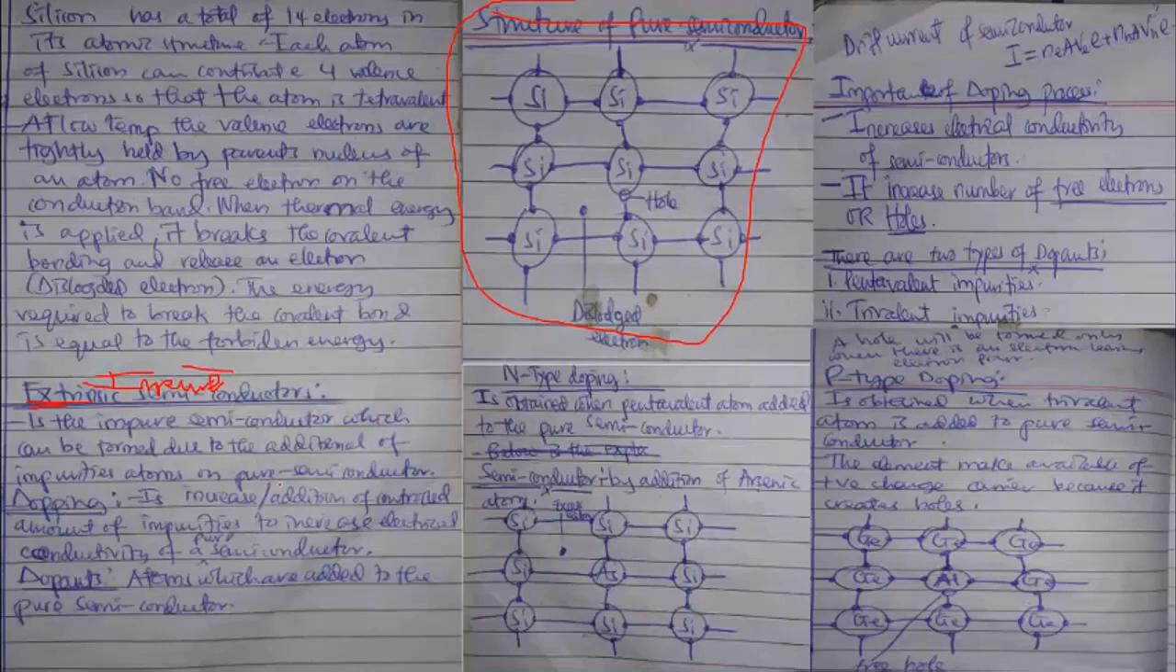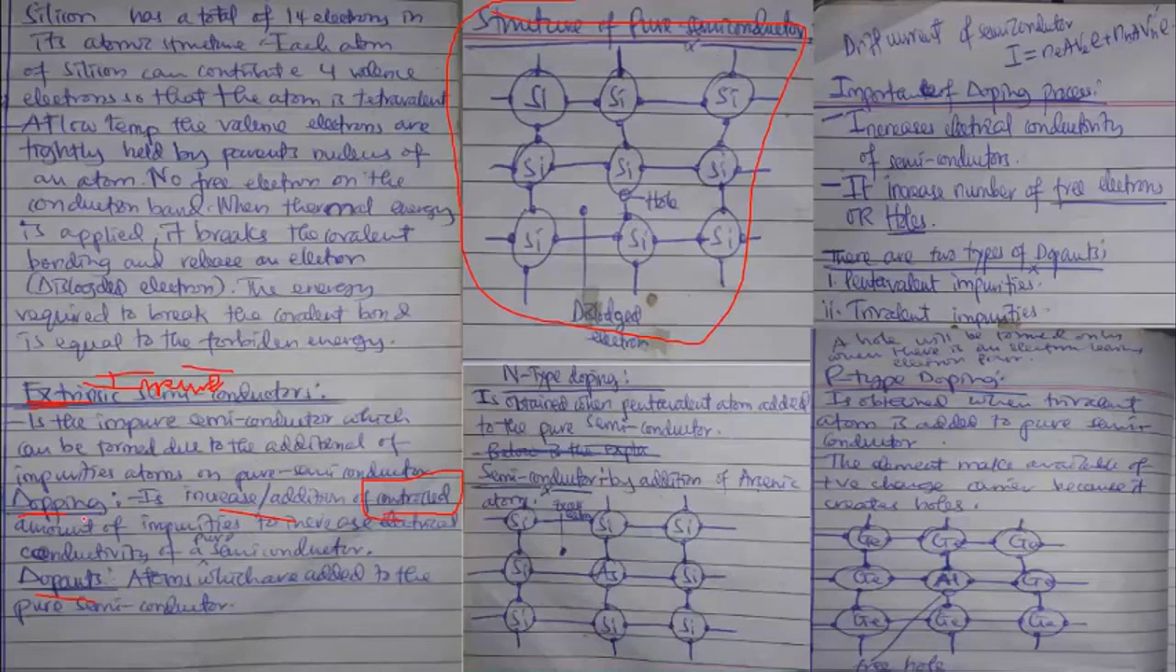Again, in the process of making extrinsic semiconductors, we have what we call doping, which is the controlled addition of impurities. This word controlled is very important, because otherwise if you don't control, you won't be doing any good to the semiconductor. After increasing conductivity, you will cause other problems. So doping is the controlled addition of the amount of impurities to increase the electrical conductivity of a pure semiconductor. In doping, we use what we call dopants, which are the agents, the atoms that we are adding. So atoms which are added to the pure semiconductor are what we call dopants.